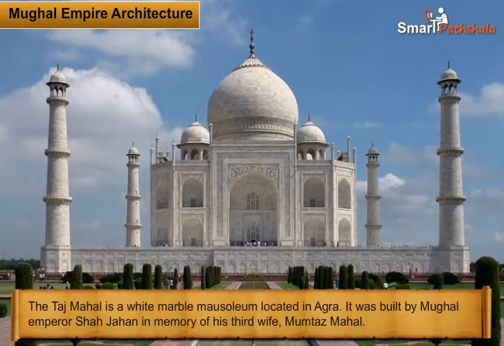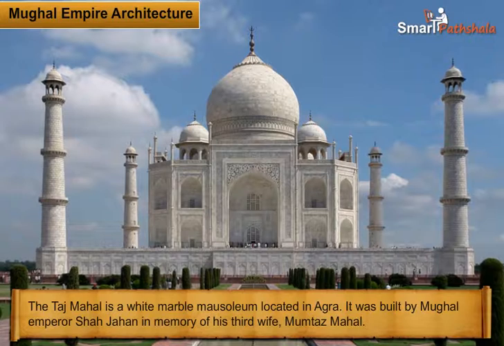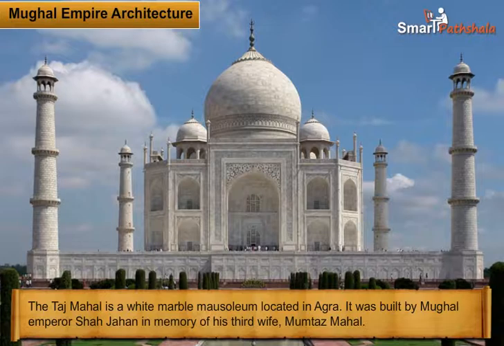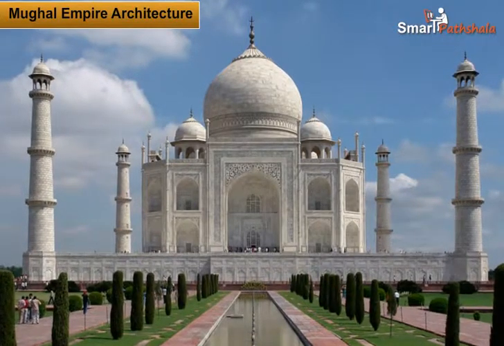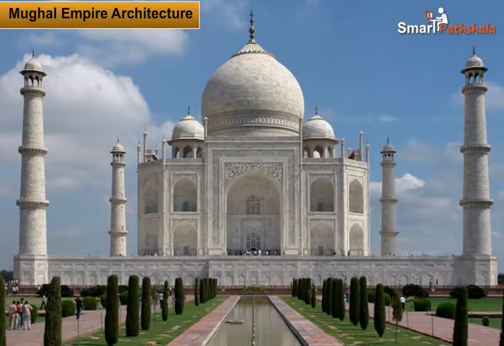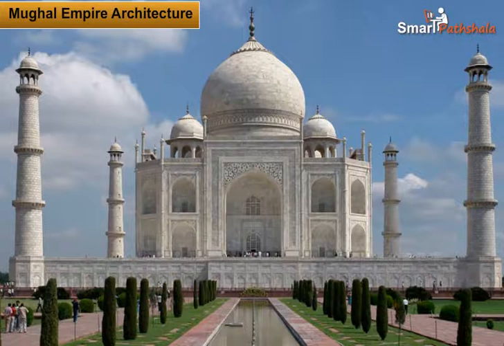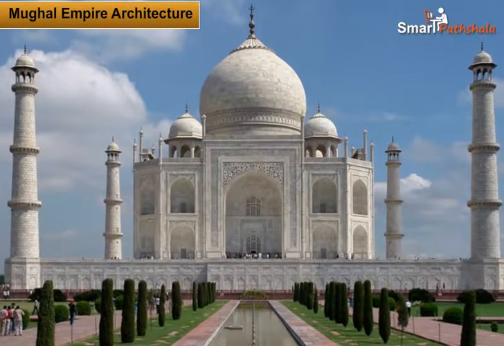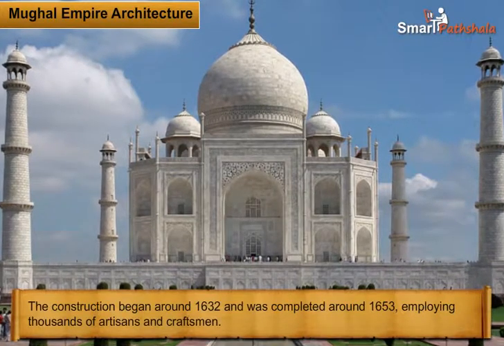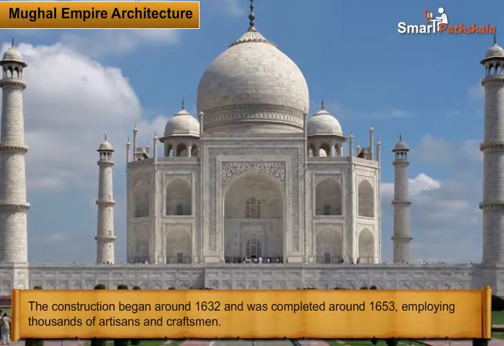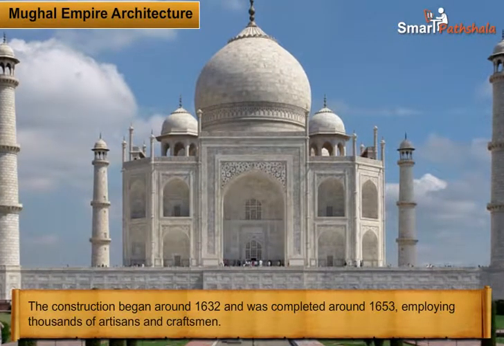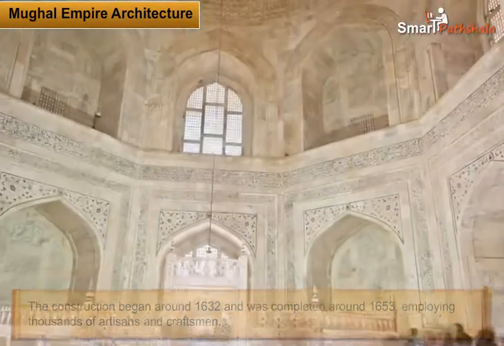The Taj Mahal is a white marble mausoleum located in Agra. It was built by Mughal Emperor Shah Jahan in memory of his third wife, Mumtaz Mahal. Taj Mahal is regarded by many as the finest example of Mughal architecture, a style that combines elements from Islamic, Persian, Ottoman, Turkish, and Indian architectural styles. The construction began around 1632 and was completed around 1653, employing thousands of artisans and craftsmen.